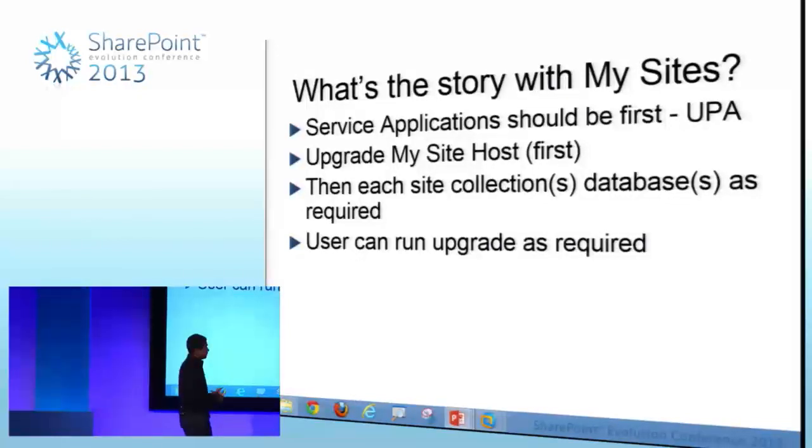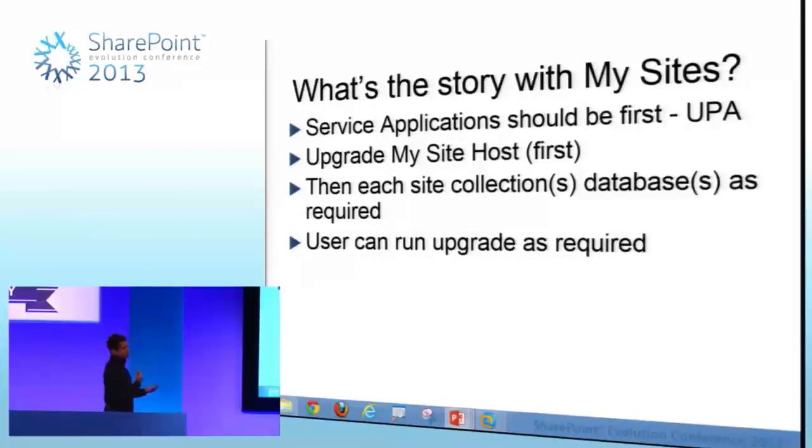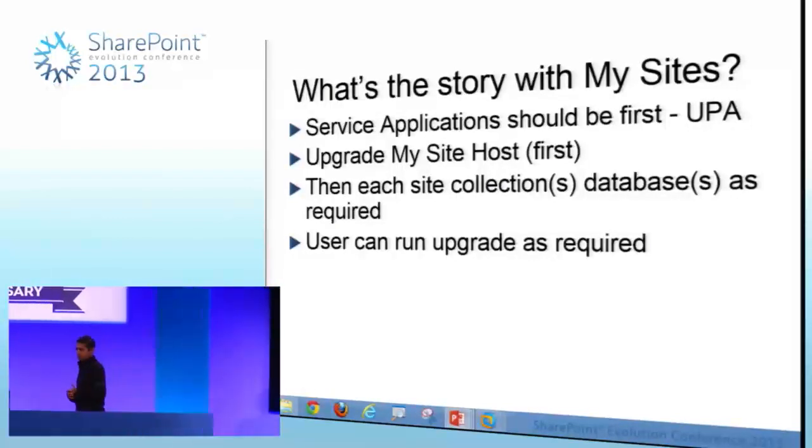And then you upgrade the My Site host first. Essentially, you need to find out which content database is the first content database that you created when you created the My Site host. Upgrade that first, and then each site collection can be upgraded individually after that. The users themselves can run the upgrade as required. And obviously, if you've done customizations to the My Site, you need to deploy all of your assemblies and WSP files and all the rest of it as well, right?